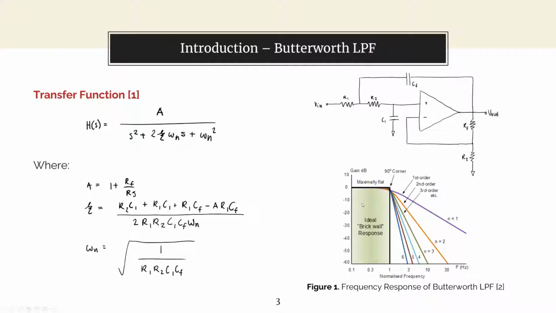The plot of the characteristic Butterworth response is shown here for different order filters. And notice the flat pass band and steep roll-off. For my design, I went for a second order, which corresponds to a roll-off of negative 40 dB per decade.